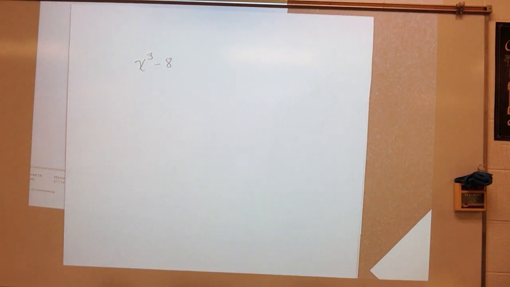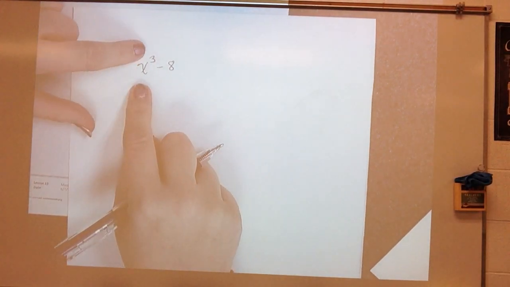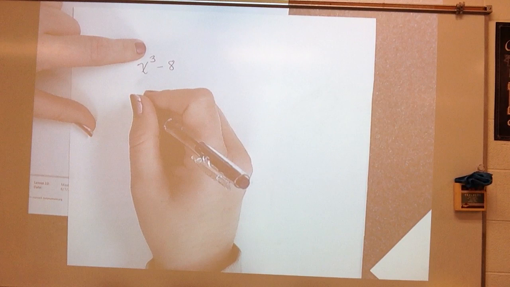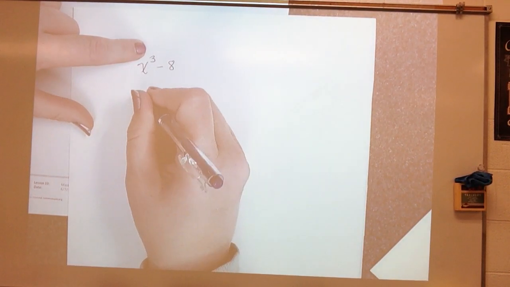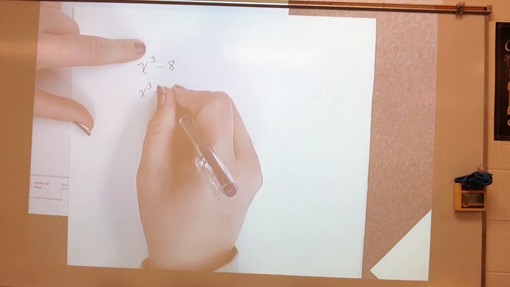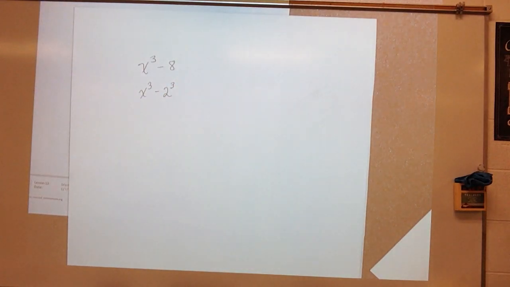We can talk about how to factor this. All right, now, suppose we want to factor x cubed minus 8. Do you see anything interesting about this expression? If you don't, I want you to think about this. I can rewrite this expression as x cubed minus 2 cubed. Think about that. 2 cubed is 8.